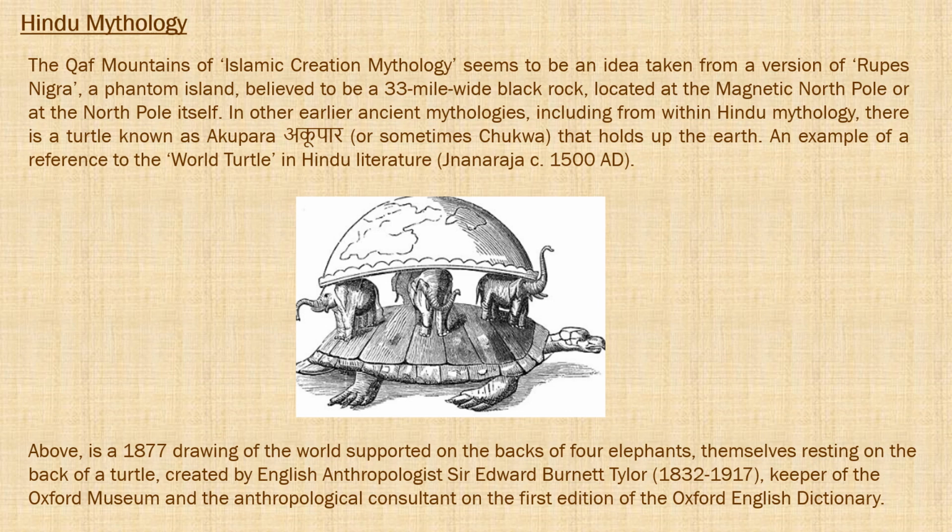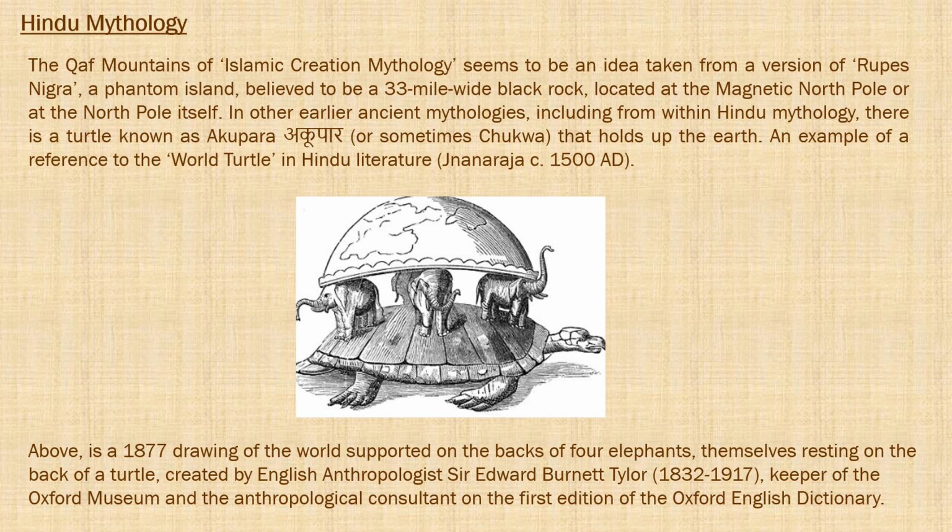The Qaf Mountains of Islamic creation mythology seem to be an idea taken from a version of Rupes Nigra, a phantom island believed to be a 33-mile wide black rock located at the magnetic North Pole or at the North Pole itself. Nonetheless, these ideas that later found their way into Islamic creation mythology were taken from various other earlier ancient mythologies, including Hindu mythology, where there is a turtle known as Akupara that holds up the earth. An example of a reference to the world turtle is found in Hindu literature.